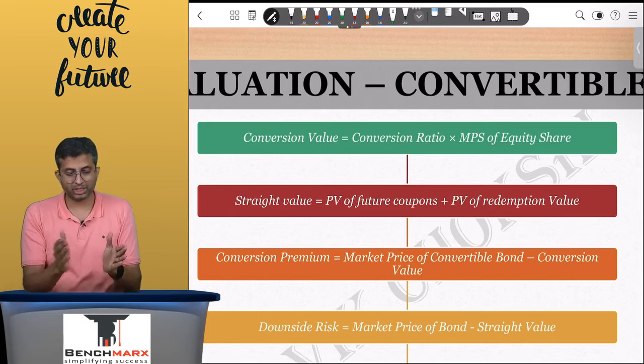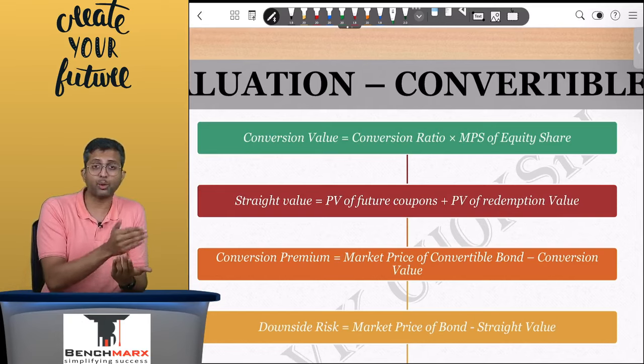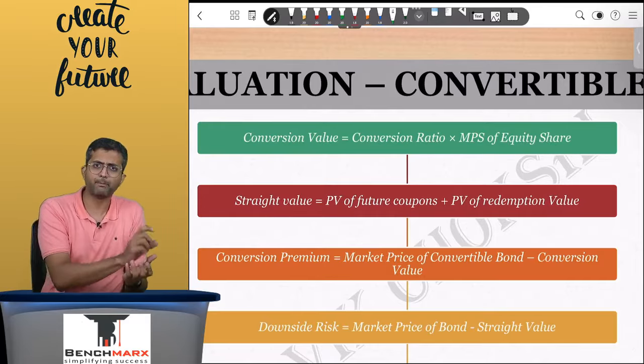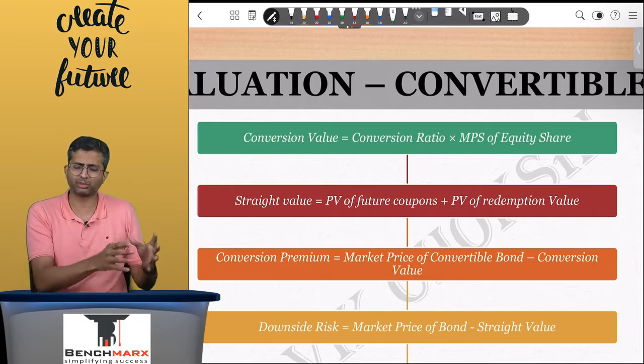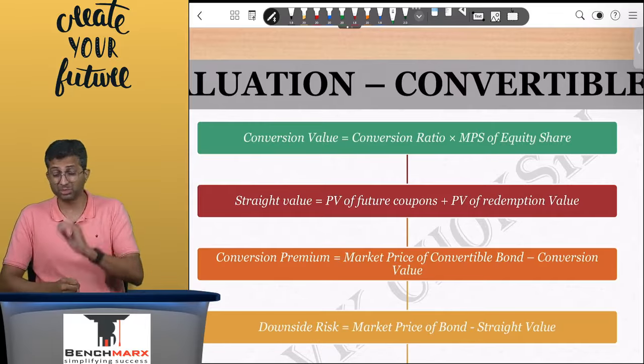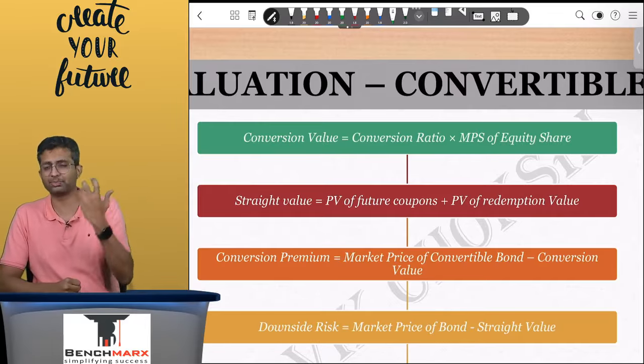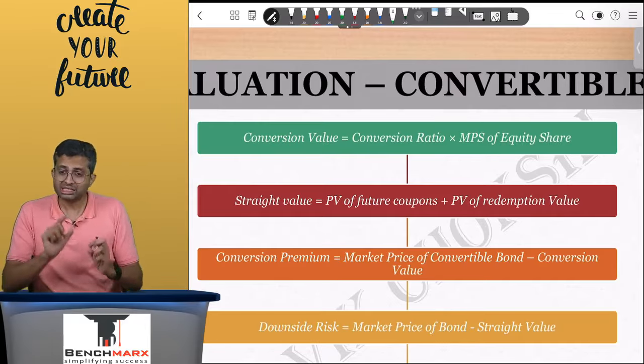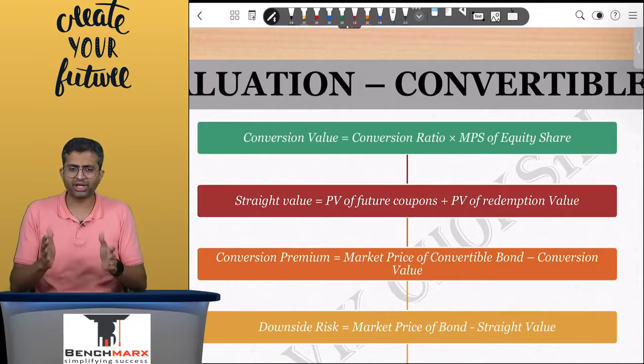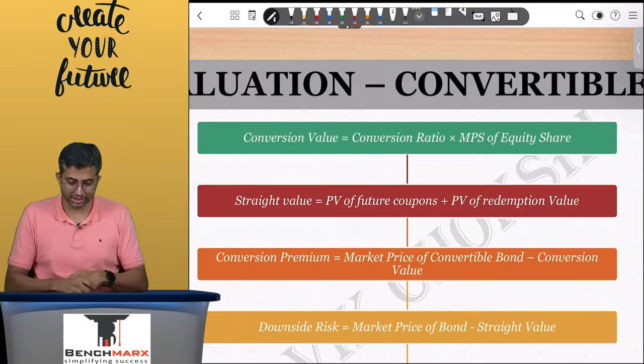Next is the conversion premium, which is nothing but the market value of the bond minus the conversion value. So whatever is the market value of the bond minus the conversion value will give you the conversion premium. This can be done in percentage, per share, or per bond basis as well. Then there is the straight value. Straight value is nothing but the value of the bond kept as it is, straight, which is the present value of future interest and principal payments.